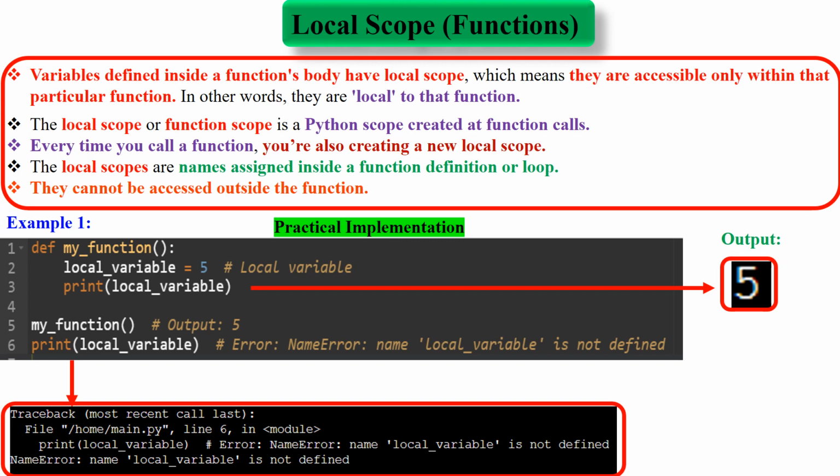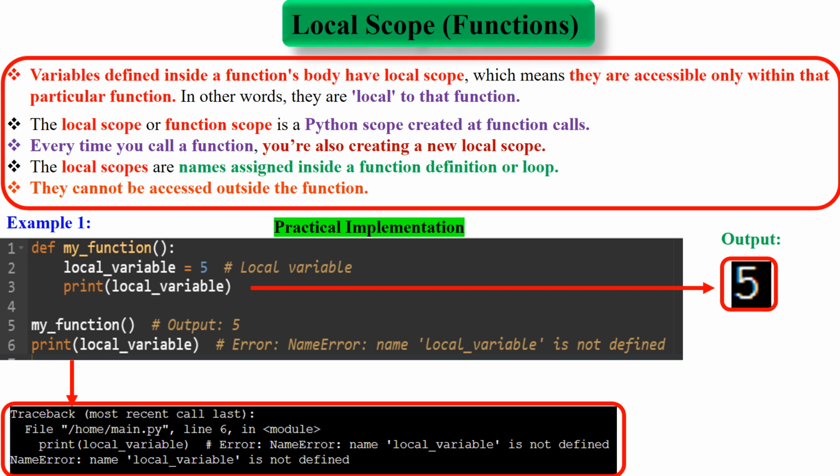In line 6. However, when you try to print local_variable outside the function using print(local_variable), it raises a NameError with the message name 'local_variable' is not defined. This error occurs because local_variable is a local variable that is only accessible within the scope of the my_function function. It is not accessible outside of the function.